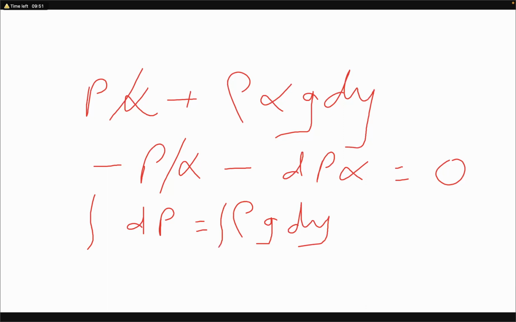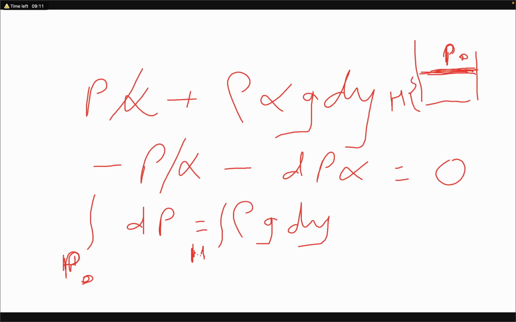We know the pressure at height capital H. At height capital H, the pressure is atmospheric, so P naught. What is capital H to us? Capital H is the height up to which the trough is filled with water. So at capital H, the pressure is equal to atmospheric pressure P naught. That is what I have written.